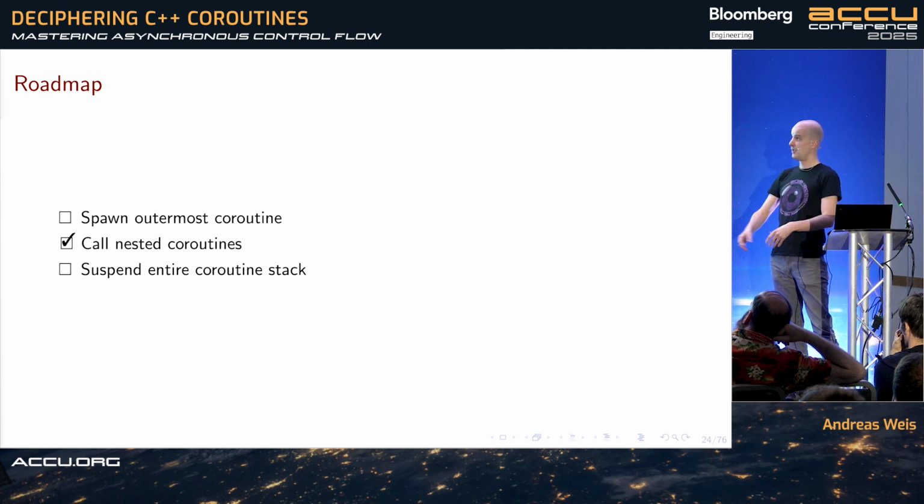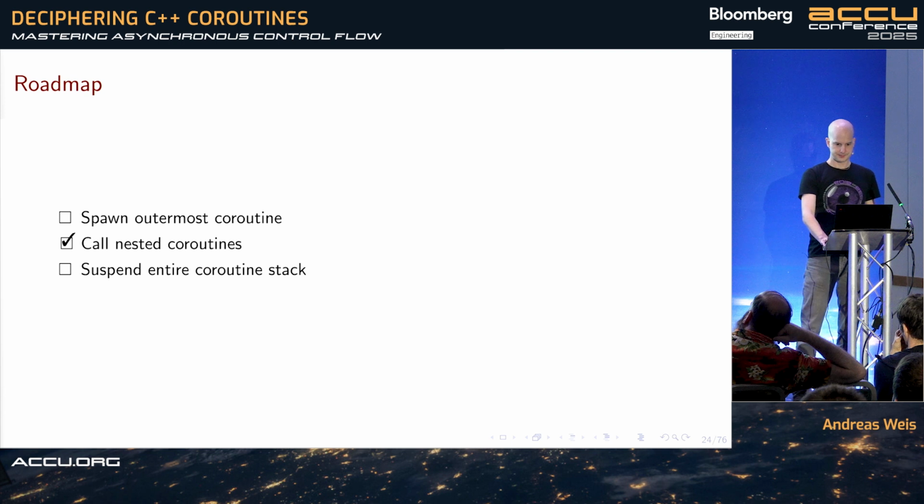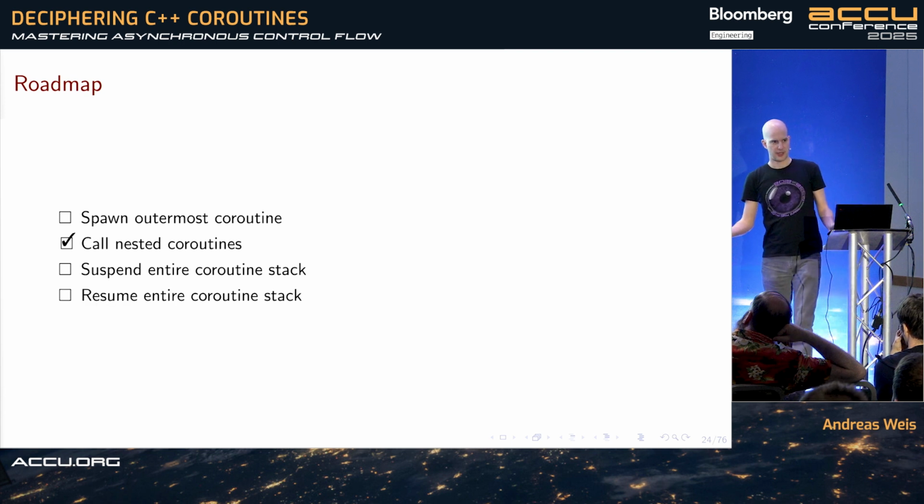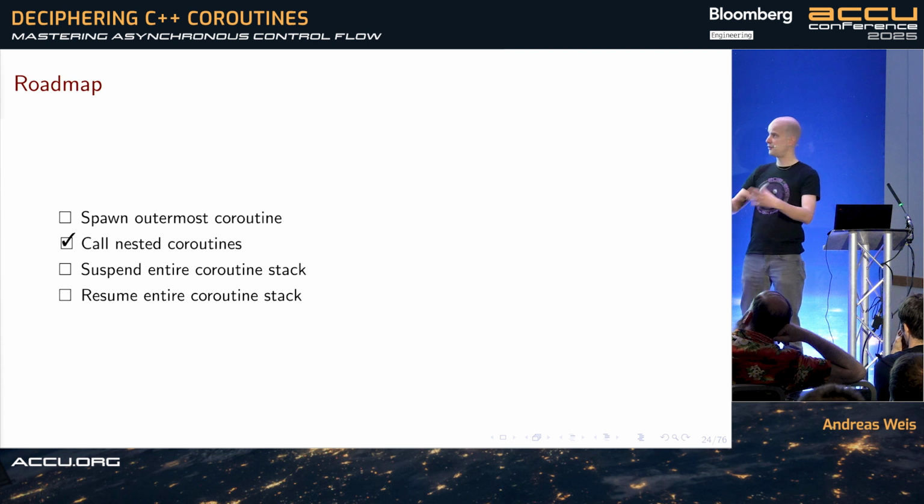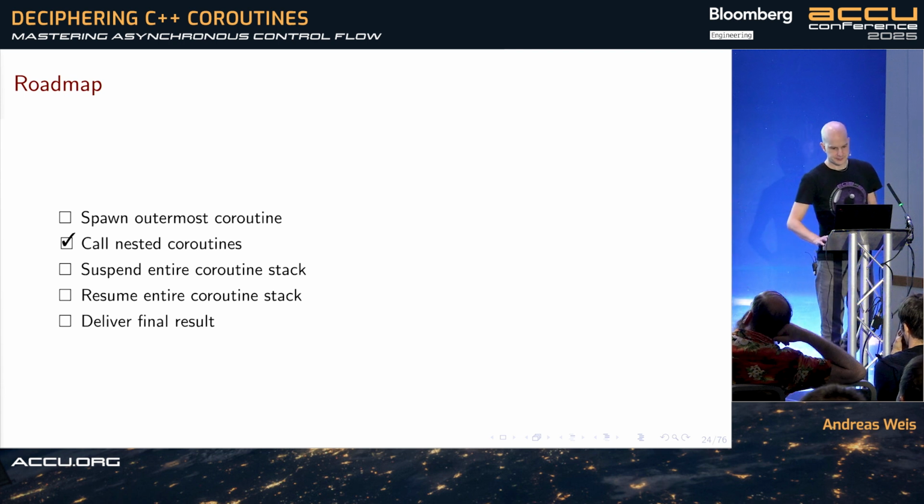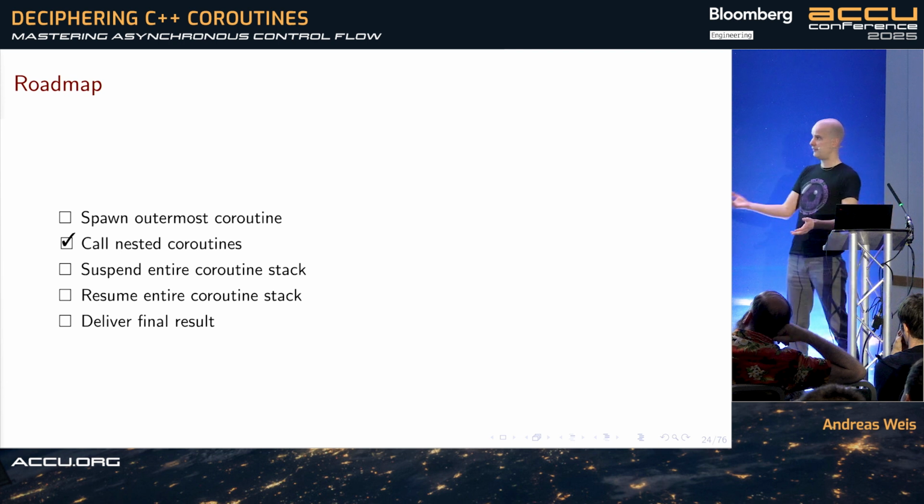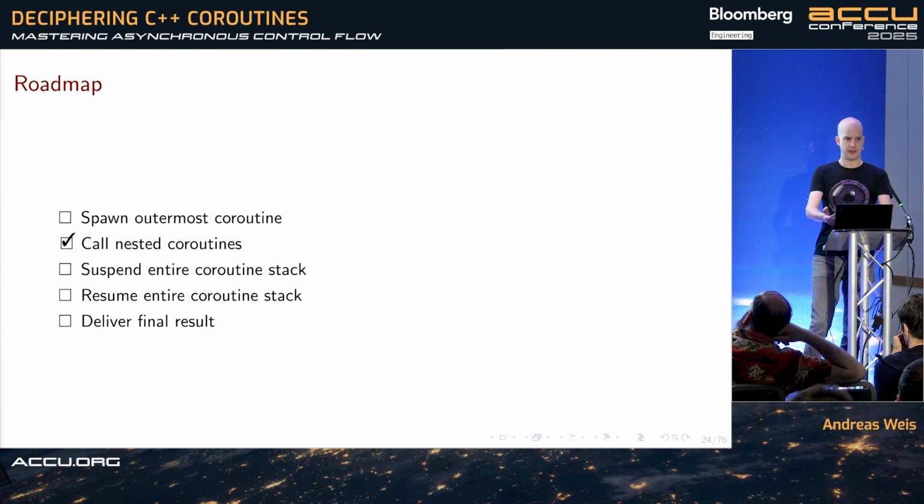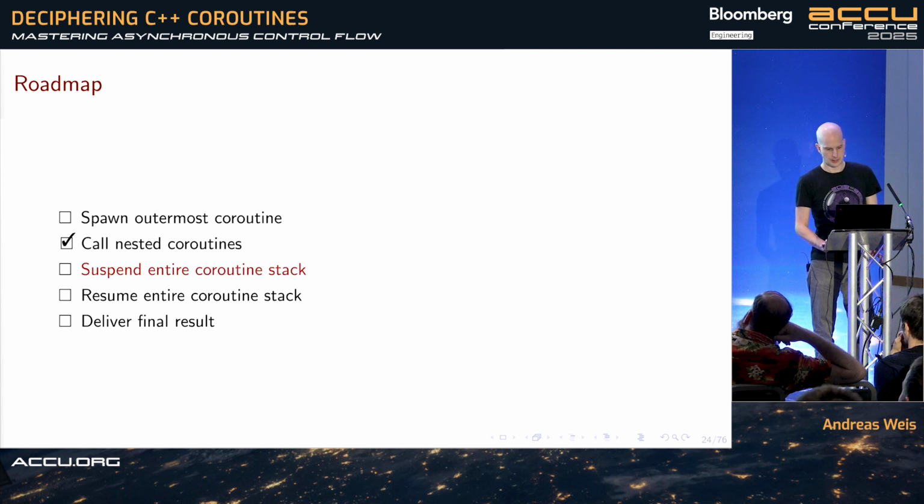Then at some point, you want to suspend the entire coroutine stack, like we did with the green threads. Then it goes to sleep, the result arrives in the background, and then you need to resume the entire stack, right? So you wake all of the functions up again, one by one. And then eventually the result becomes available, and you need to deliver the final result back to the different context.